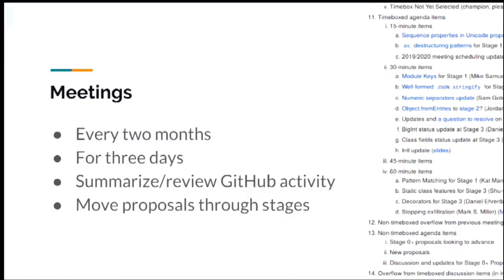We also develop it in meetings. So every 2 months, we meet for 3 days, and we talk about the things that are going on in GitHub, and we also talk about new language proposals, and sometimes move them through the stage process.